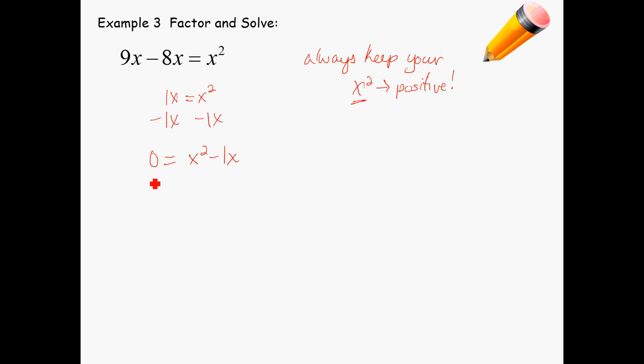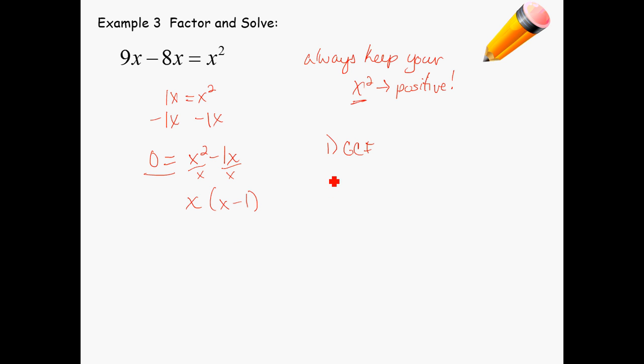Now, does it matter if my equals is over here or if my equals is on the right-hand side? That's a no. It doesn't matter which side the 0 is on. So now I can go ahead and factor it, and I'm always going to ask myself, do they have anything in common? Well, yes, they do. They have an x in common. So I'm going to take out an x. And when I divide out an x, I get x minus 1.